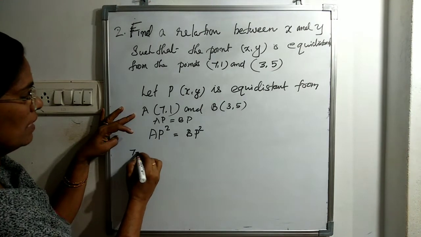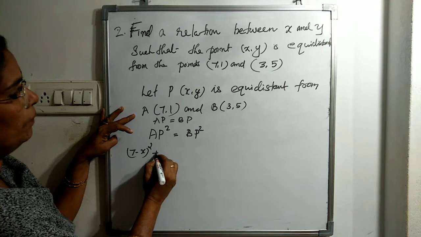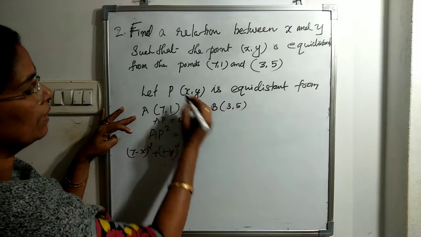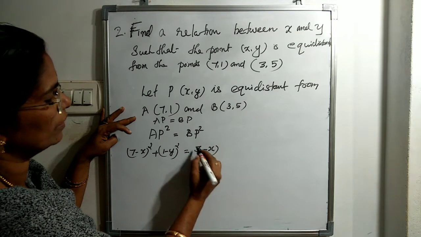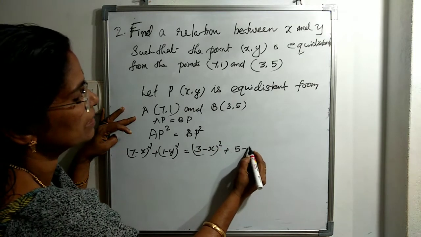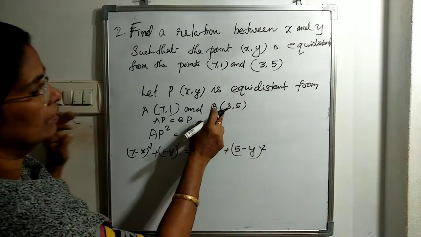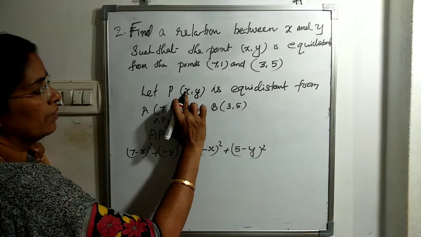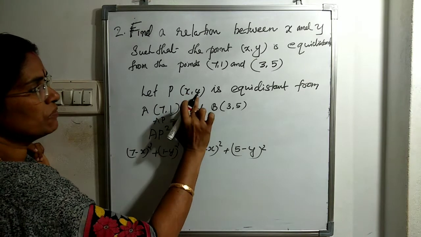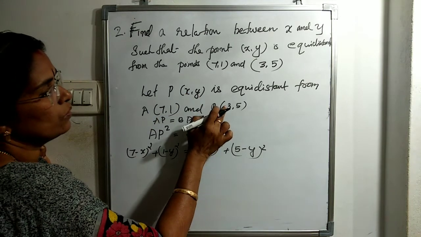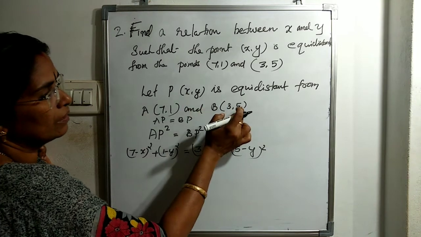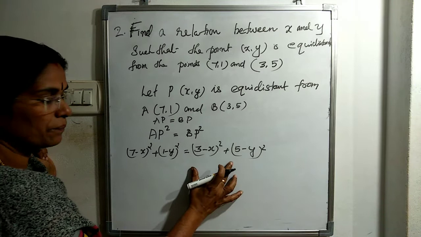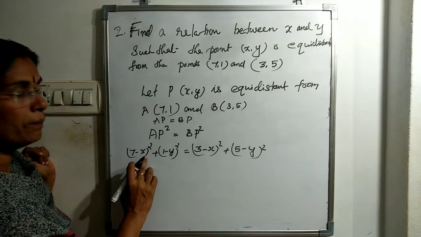So (7 minus x) whole square plus (1 minus y) whole square equals (3 minus x) whole square plus (5 minus y) whole square. Take this. First here AP means (x2 minus x1) whole square plus (y2 minus y1) whole square. Here also (x2 minus x1) whole square plus (y2 minus y1) whole square. That formula we are applying here.